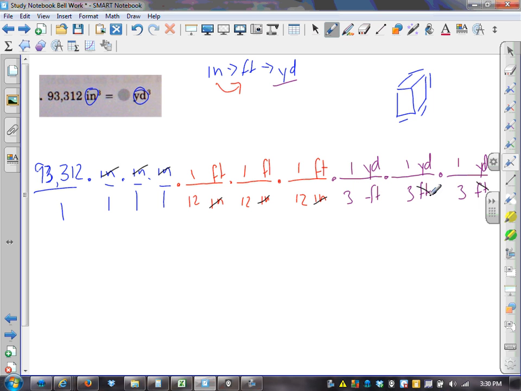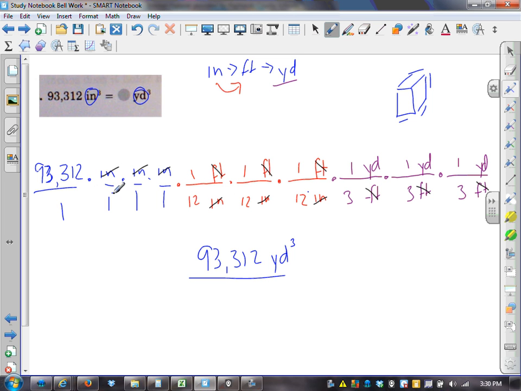Then again, all of my feet cancel. 1, 2, 3 on the bottom. There are also 3 on the top. And I've converted all of my inches to yards. All I do is multiply across the top, multiply across the bottom. So 93,312 times 1 times 1 times 1 times 1 times 1 times 1 times 1 times 1 times 1 is 93,312. Then what else is left on top? Yards times yards times yards, which is yards cubed, over 12 times 12 times 12.